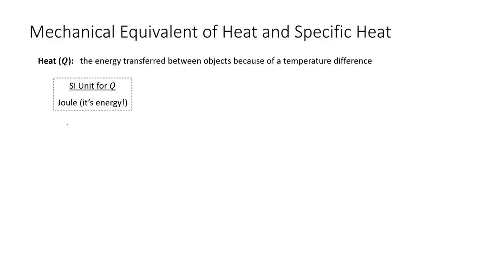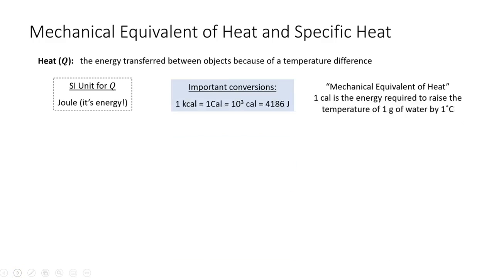Okay, so SI units of heat are joules, but you'll also often see heat measured in calories. So a calorie is what's known as the mechanical equivalent of heat. And really, 1 calorie, where calorie here is a lowercase c calorie, is defined to be the amount of energy that's required to raise the temperature of 1 gram of water by 1 degree Celsius. Like I mentioned, that's the lowercase c calorie, and it turns out that that's 4.186 joules.